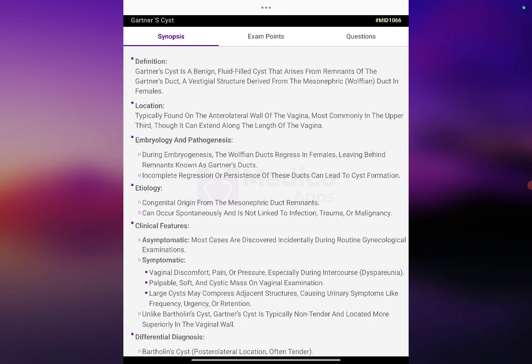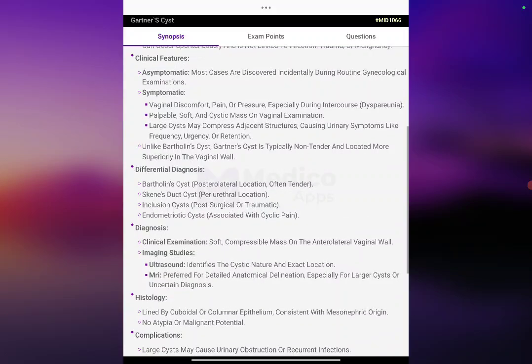Embryology and pathogenesis. During embryogenesis, the Wolffian ducts regress in the female, leaving behind remnants known as the Gartner duct. Incomplete regression or persistence of the duct can lead to cyst formation. Congenital origin from the mesonephric duct remnants can occur spontaneously and is not linked to infection, trauma, or malignancy.